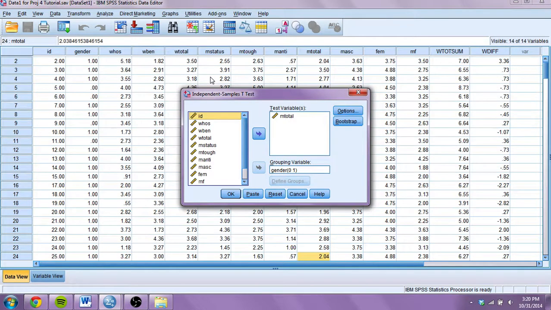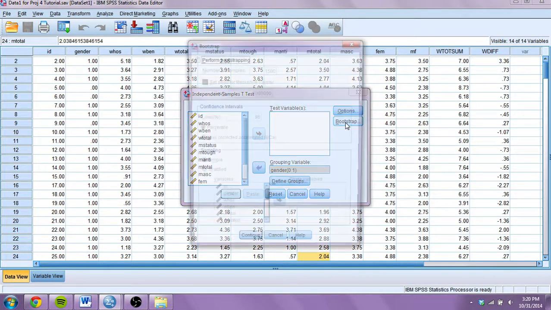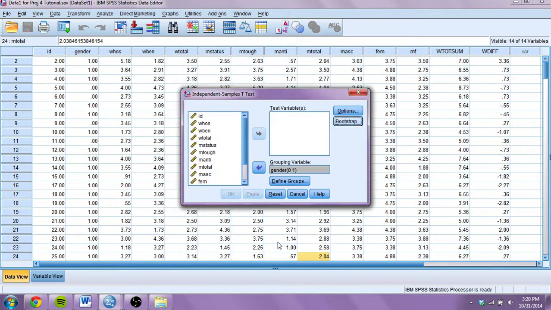scores. So I already have mine in here because I just did it, but you just put M total here, and then you have to make sure you define your groups for gender. I can show you. It's gender, and then define group 0, 1. Click OK. Let me just make sure my bootstrapping is off. Yeah, it's off. You don't have to do that. I was just making sure bootstrap was off for this. And I have to put M total back in. I don't know what happened. And then you can click OK.